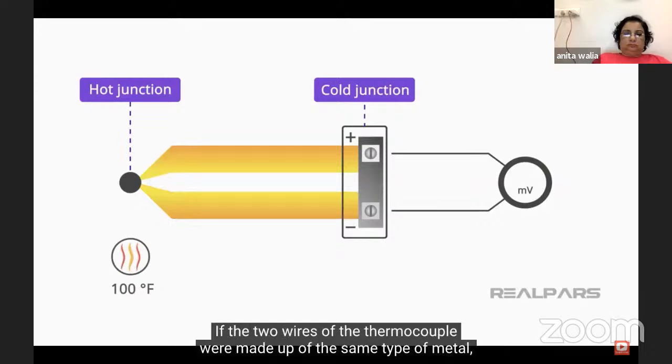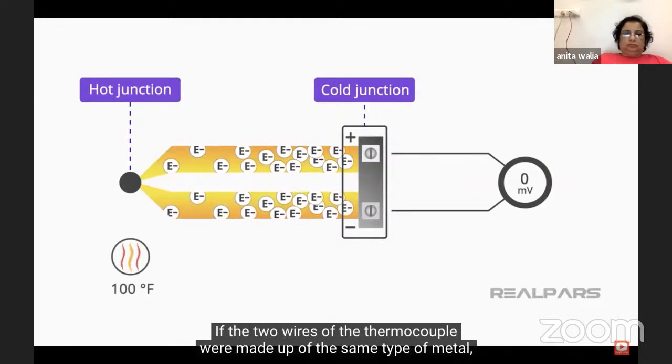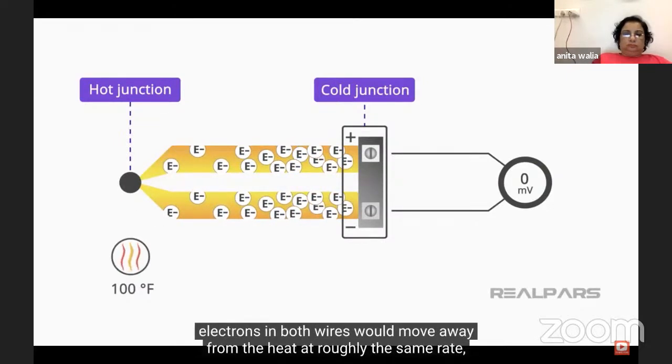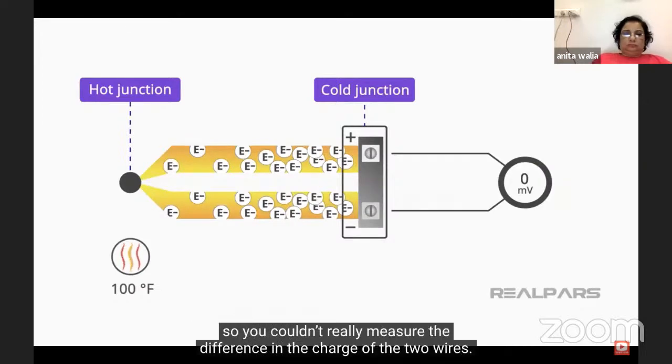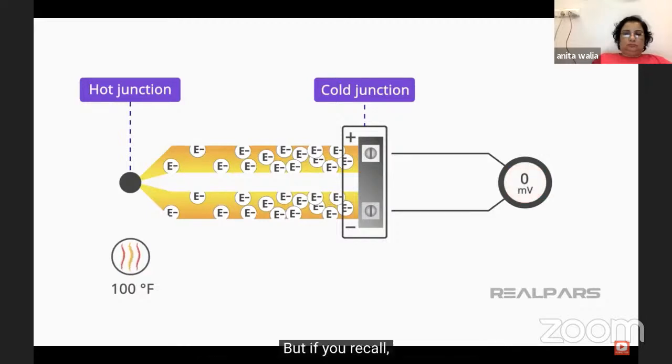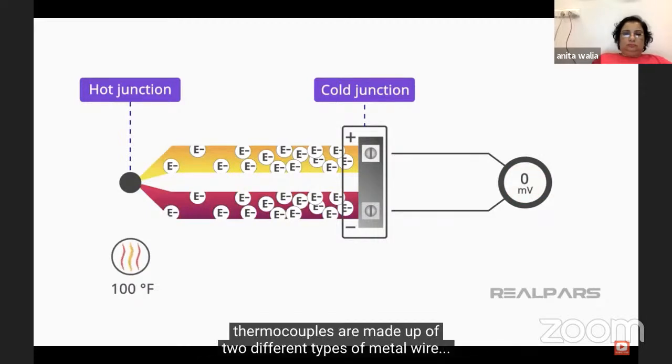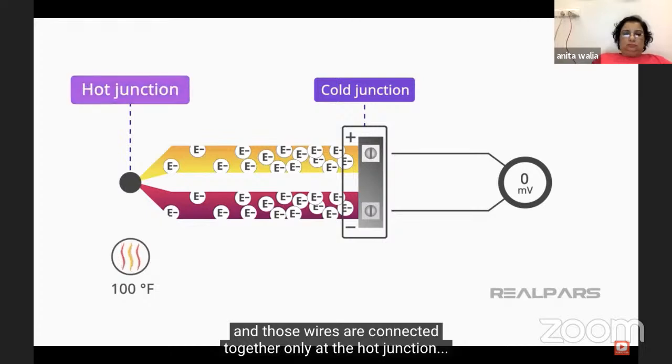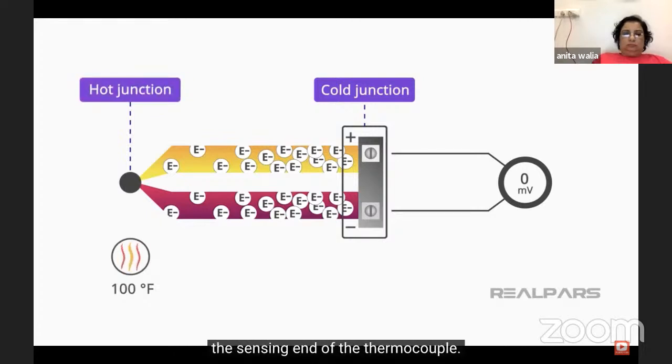If the two wires of the thermocouple were made up of the same type of metal, electrons in both wires would move away from the heat at roughly the same rate, so you couldn't really measure the difference in the charge of the two wires. But if you recall, thermocouples are made up of two different types of metal wire, and those wires are connected together only at the hot junction, the sensing end of the thermocouple.